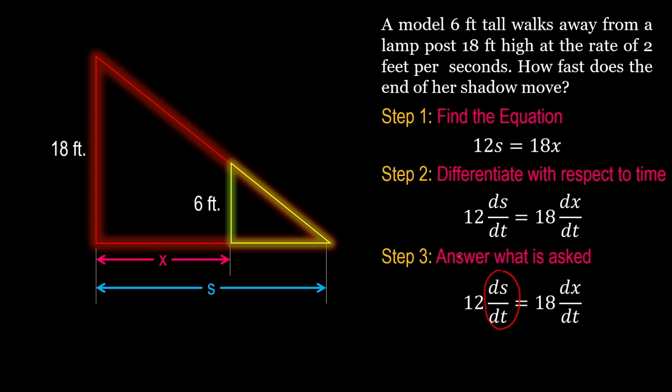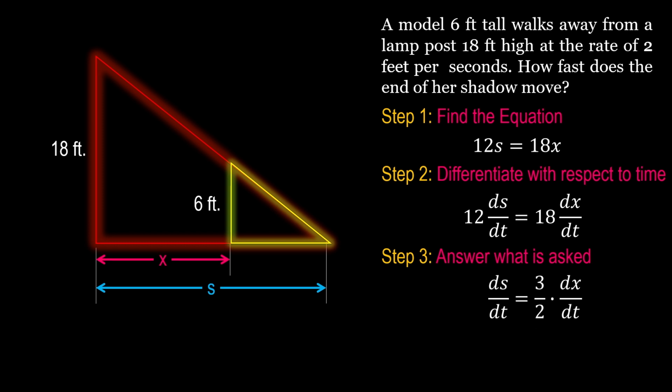To do that, we need to manipulate the equation. We have to rewrite the equation in terms of ds over dt. So we will divide both sides of the equation by 12 and then we'll get ds over dt is equal to 18 over 12 multiplied by dx over dt. But 18 over 12 can further be simplified and we'll have 3 over 2 multiplied by dx over dt. And that is ds over dt.